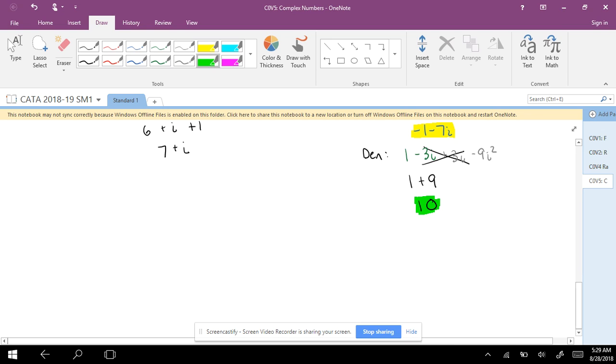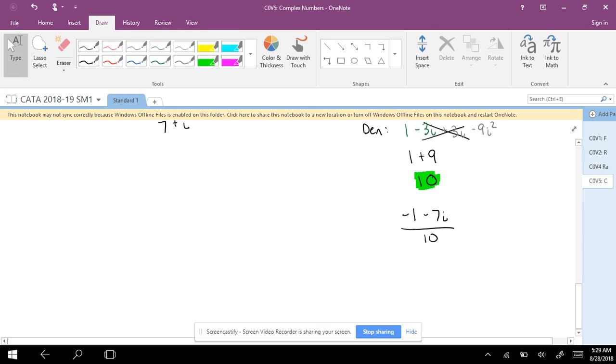So my numerator is highlighted in yellow. My denominator is highlighted in green. So I have negative 1 minus 7i divided by 10. What I'm going to do now is I'm going to split that 10 to each term. And there's my answer. Very, very comparable to dealing with radicals. All in all, not a whole lot new going on here. A lot of it should be connected to the things that we've already done.